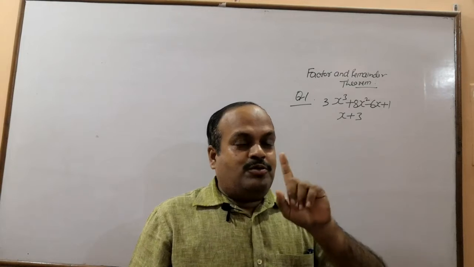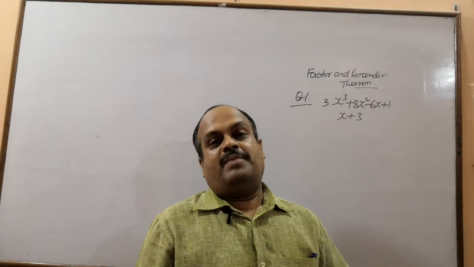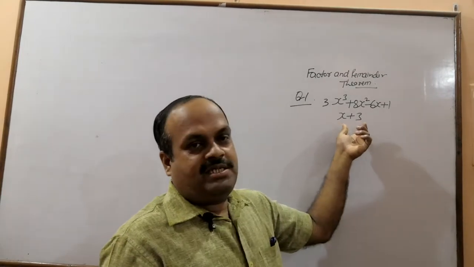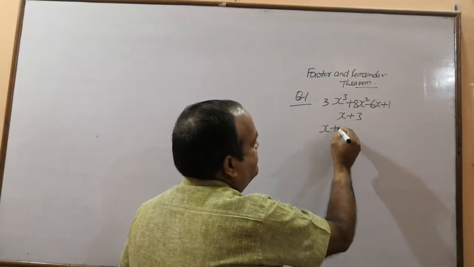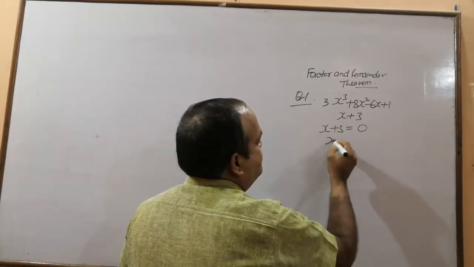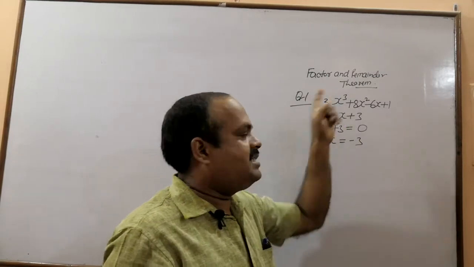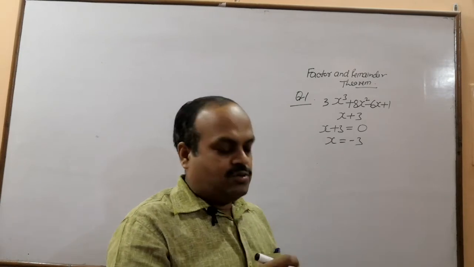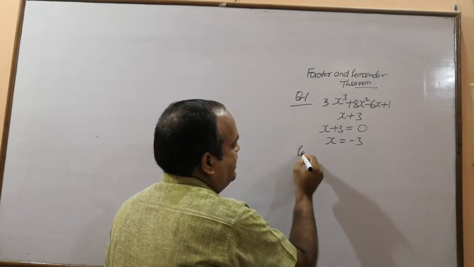So, we need not do the actual division to get the remainder. We need to use the remainder theorem, which says: equate this divisor with 0, get the value of x, and substitute this value of x in the given expression or polynomial. The result you get will be called the remainder.